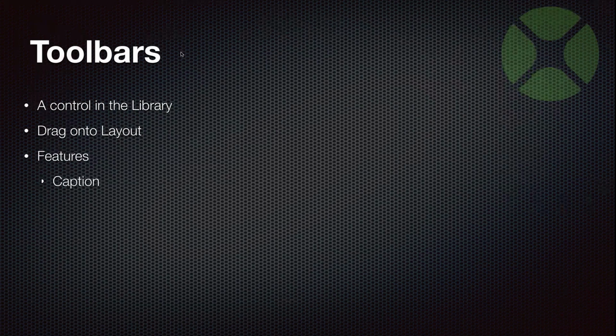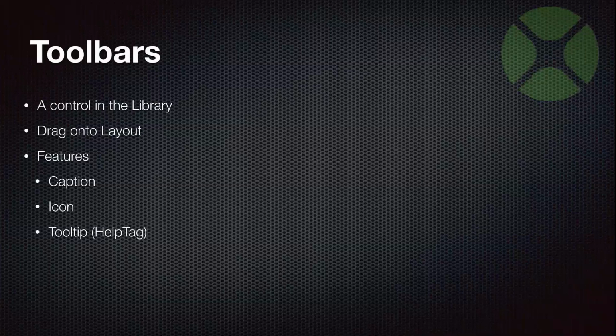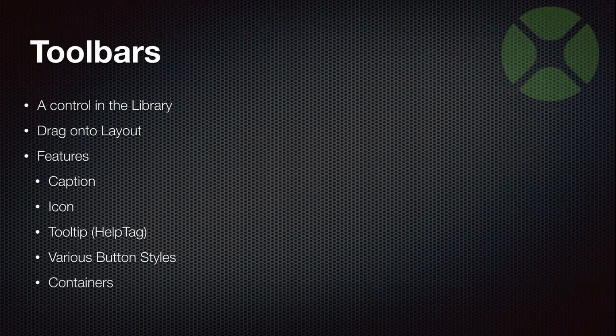Some of the features you can have with web toolbars are, of course, they can have a caption and icon. They can have a tooltip for when the mouse hovers over it. And there are various button styles. And one cool thing you can do with web toolbars is you can have containers embedded in the toolbar.